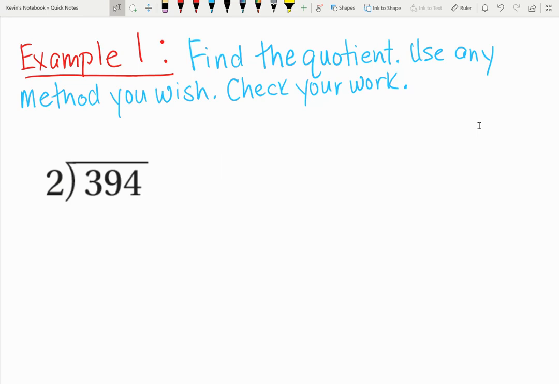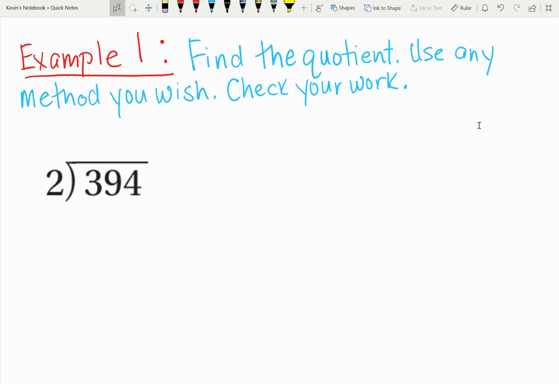So I will do one example with you guys using disco division, and keep in mind, again, that it is using the regrouping method. If you think of, well, what is disco division? What method is it? Partial quotients, or is it regrouping? It will be regrouping. All right, example 1: find a quotient, use any method you wish, check your work. I am going to, in fact, do the regrouping method.